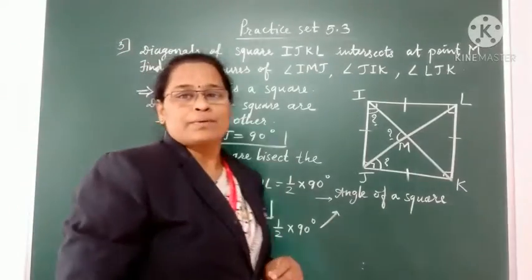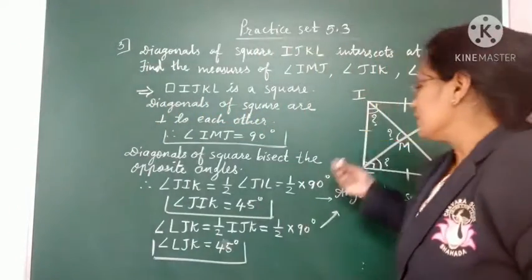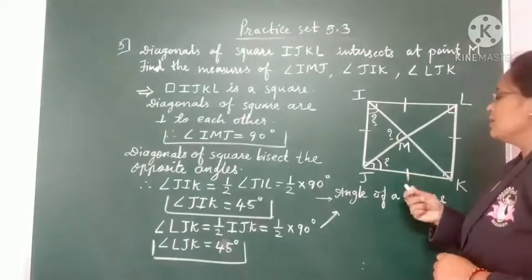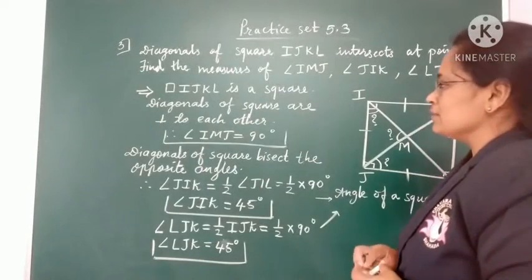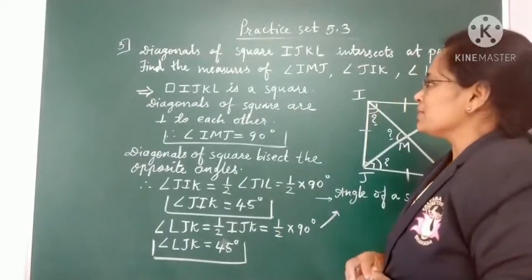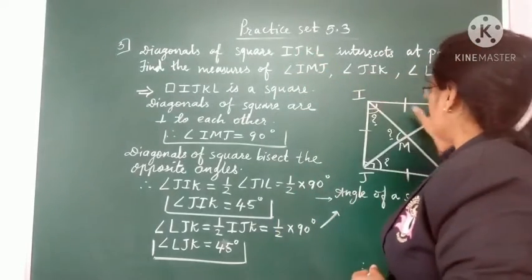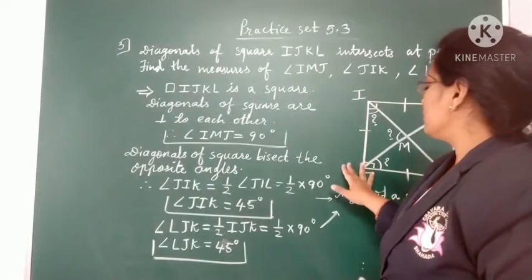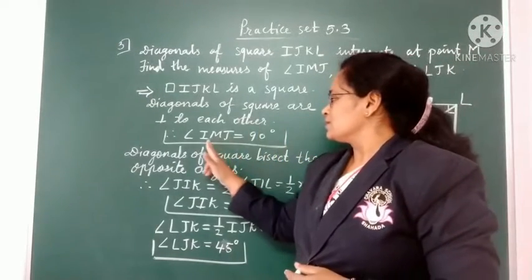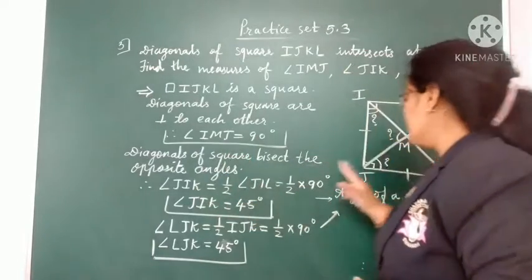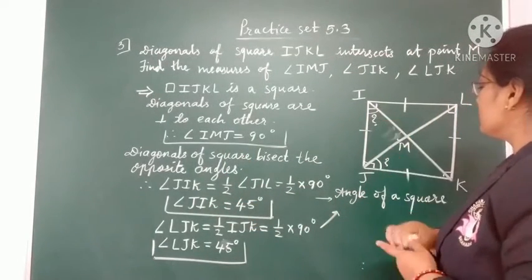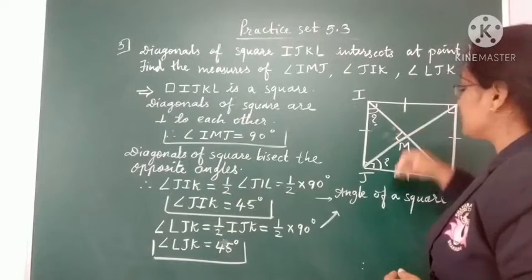Here we'll use the properties of the square. A rough figure of the square is drawn. It may not be exactly a square, but we have to draw a rough figure and apply the property. That is the main concept here. The quadrilateral IJKL is a square. We'll use the diagonal property here. Diagonals of the square are perpendicular to each other, so angle IMJ is equal to 90 degrees. This angle is 90 degrees.